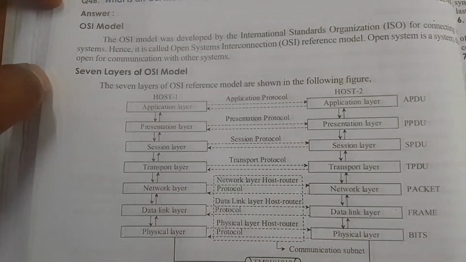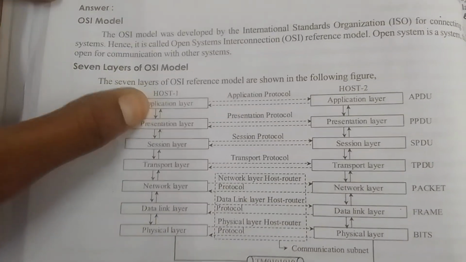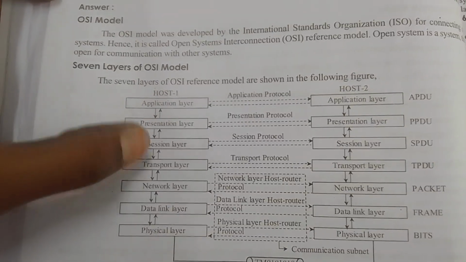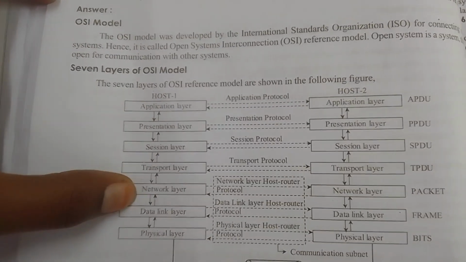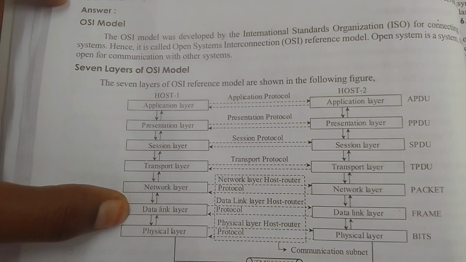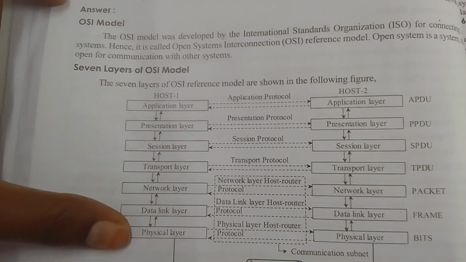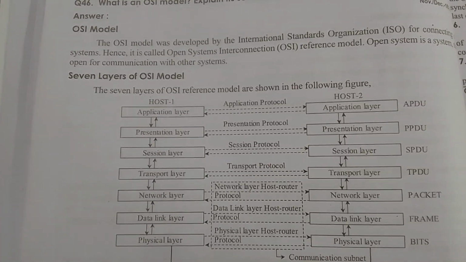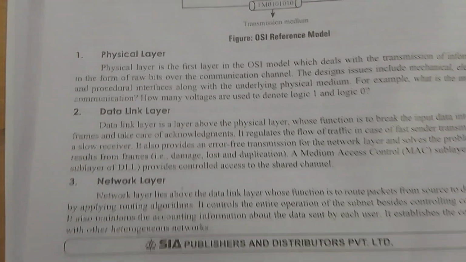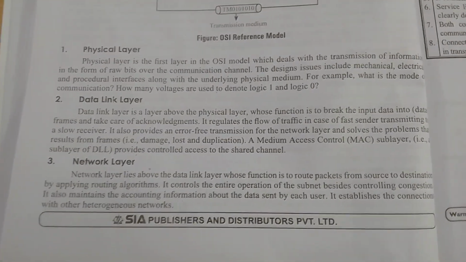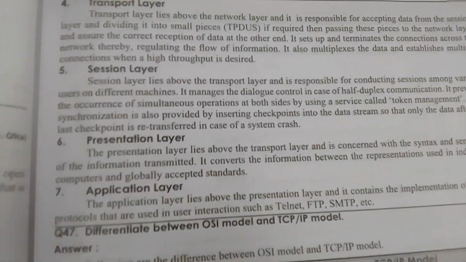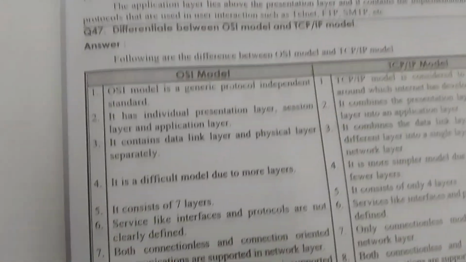Now the same way you can relate it with your layers: application, people presentation, should session, try transport, new network, Domino's data link, pizza physical layer. So you will have to read this answer and just give a brief review of what each layer does. Now this is about the OSI model. That's it, nothing much about it, but it could be asked.